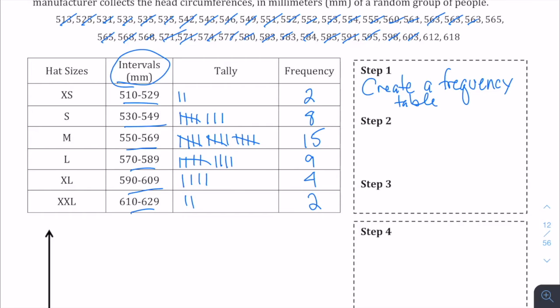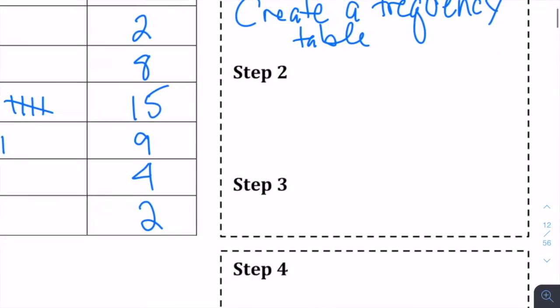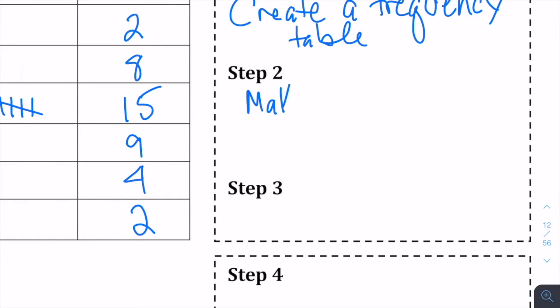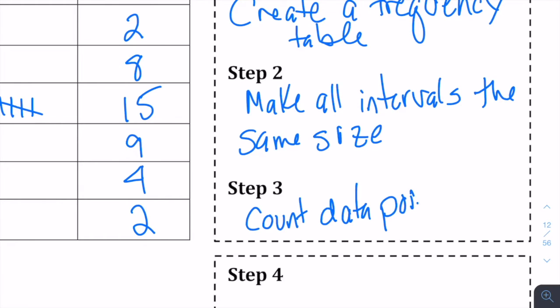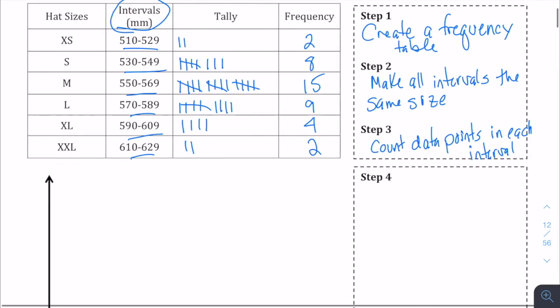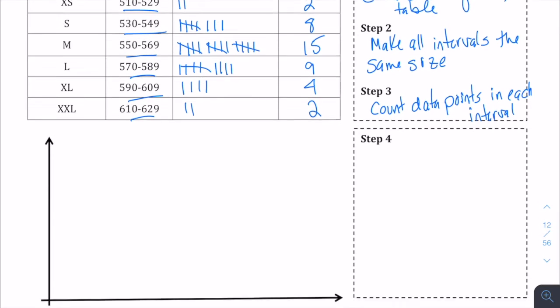Step 2 is often done for you. It's part of the frequency table. This is that we need to make all intervals the same size. So as I said, this was done for us already. And step 3 is to, as we did, count the data points in each interval. Great. So all of that was part of making the frequency table. But we have yet to actually start the histogram.